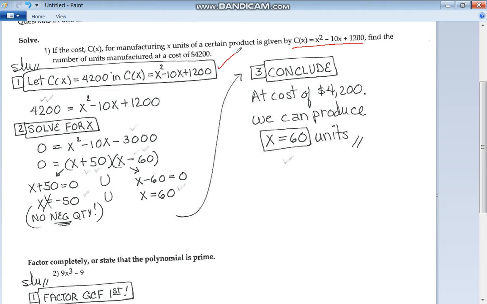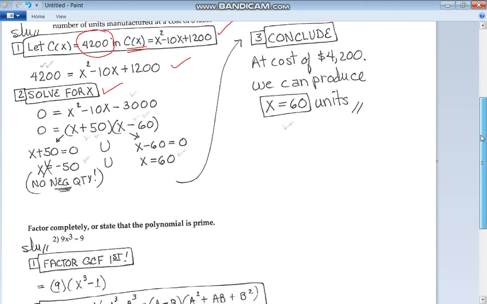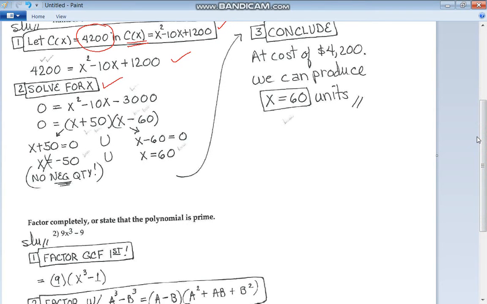Step 1, we're going to replace the C of x in the given equation with 4,200. And here is the result: 4,200 equals x squared minus 10x plus 1,200. Next, we're going to solve this equation for x. Well, it's a second degree equation, so we move everything over to one side, and the other side will be 0. Then we factor the non-zero side, set each of the factors equal to 0, and solve.